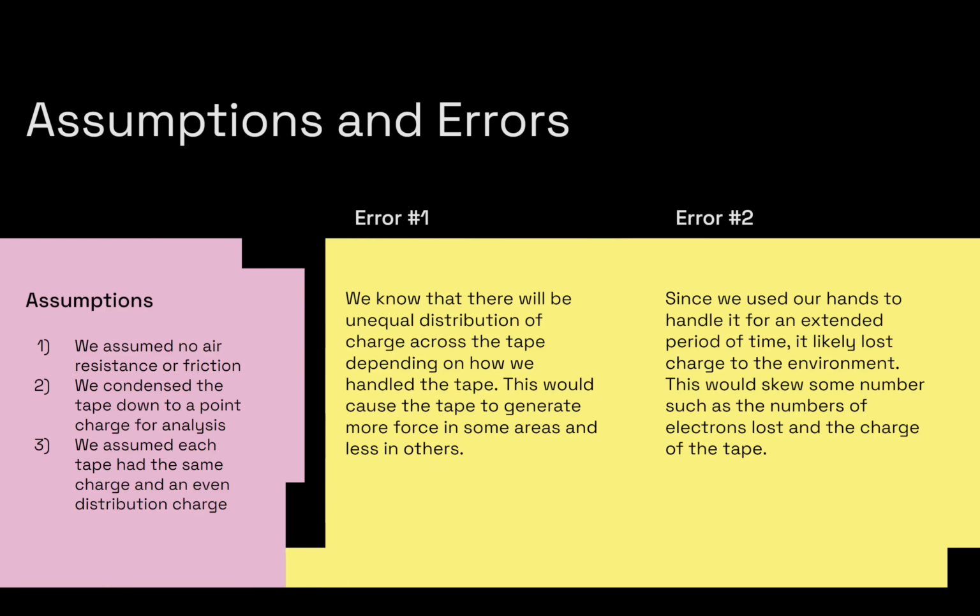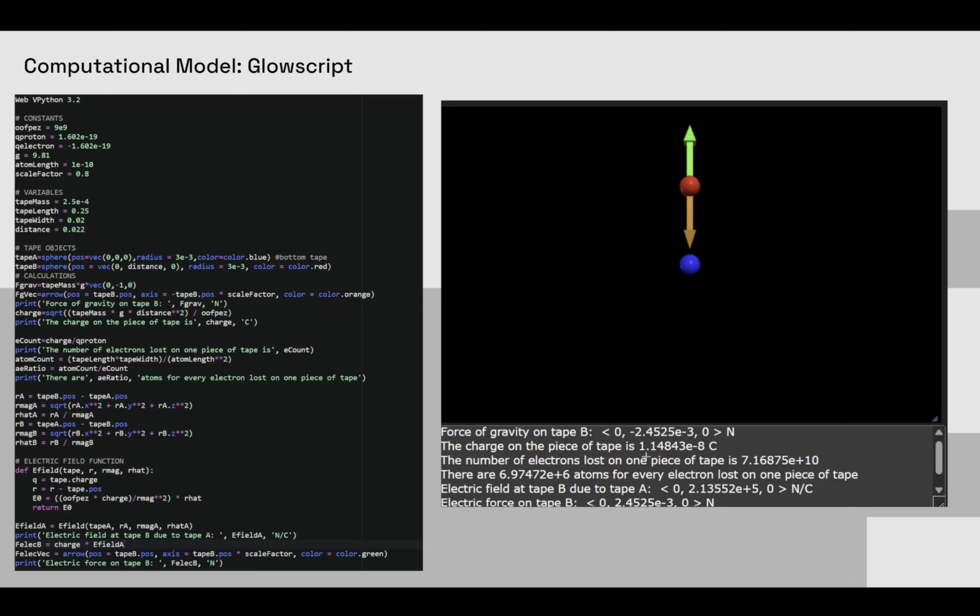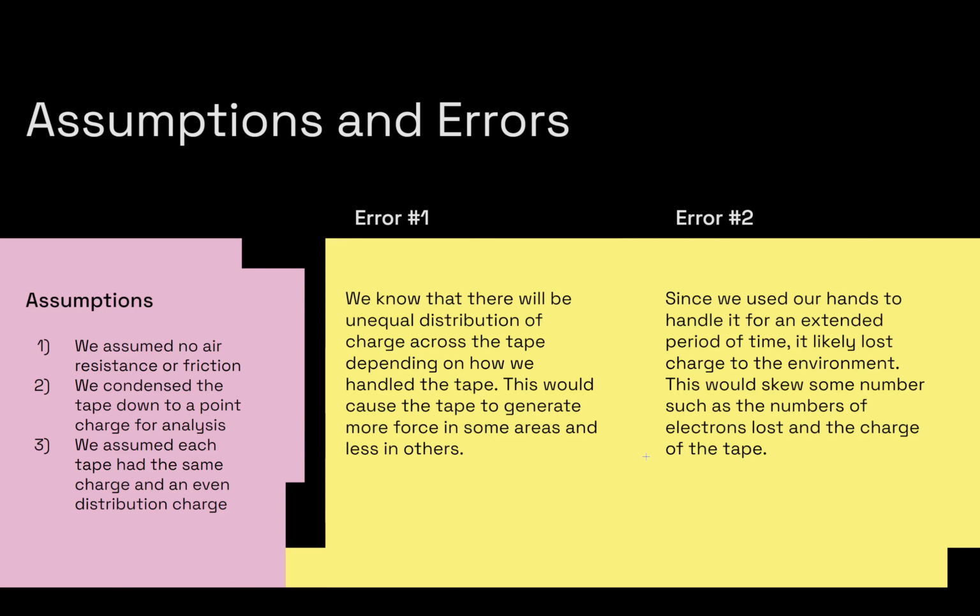Next, there's our assumptions and our errors. First of all, we assume that there's no air resistance or friction to simplify the calculations to a level where we were able to do them. Secondly, we condensed the tape down to a point charge for analysis. This is why you saw the little spheres over there earlier. We're modeling the tapes as point charges. Lastly, we assumed that each tape had the same amount of charge and an even distribution of charge.